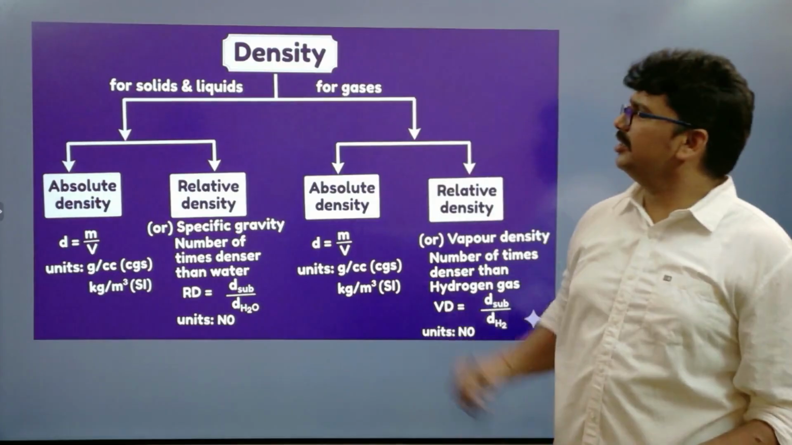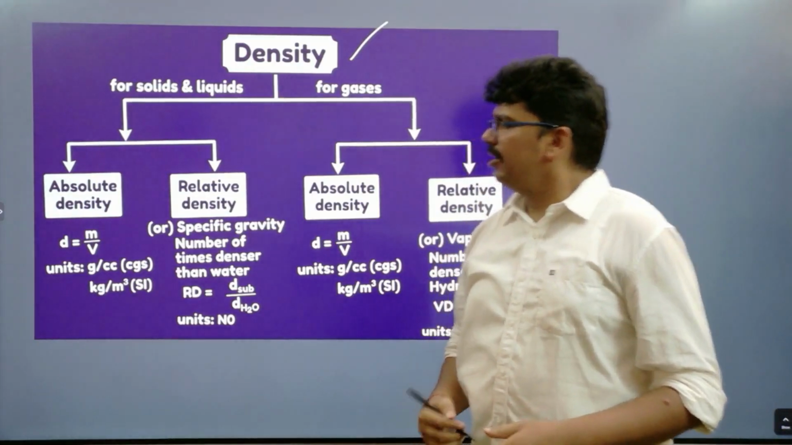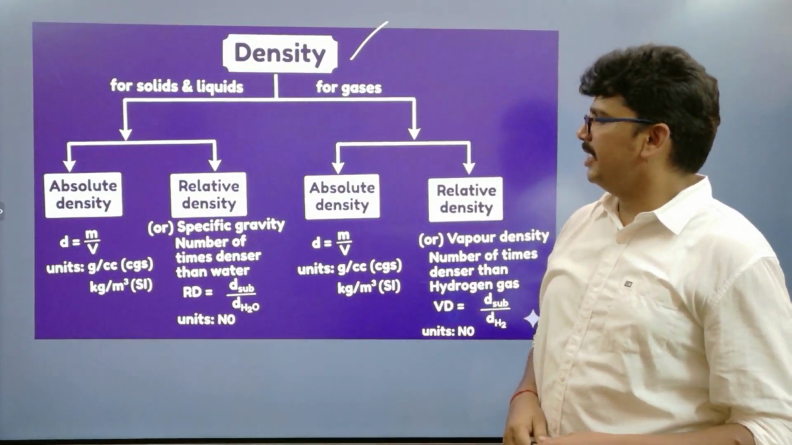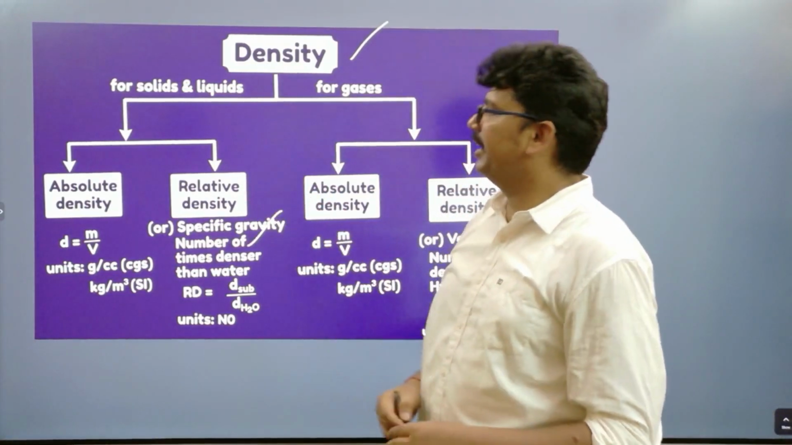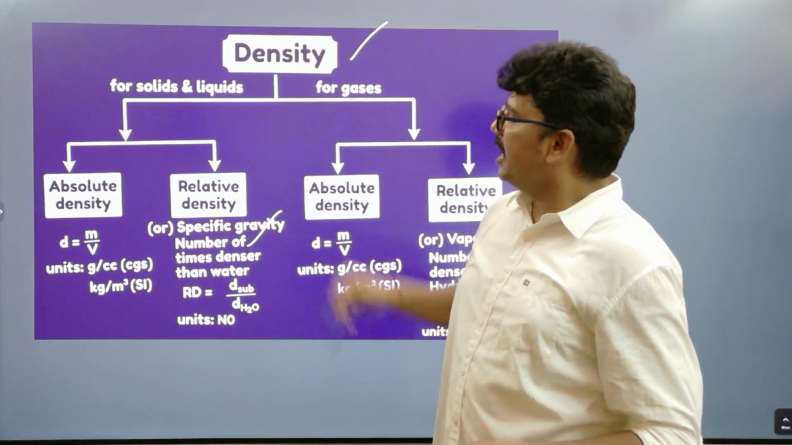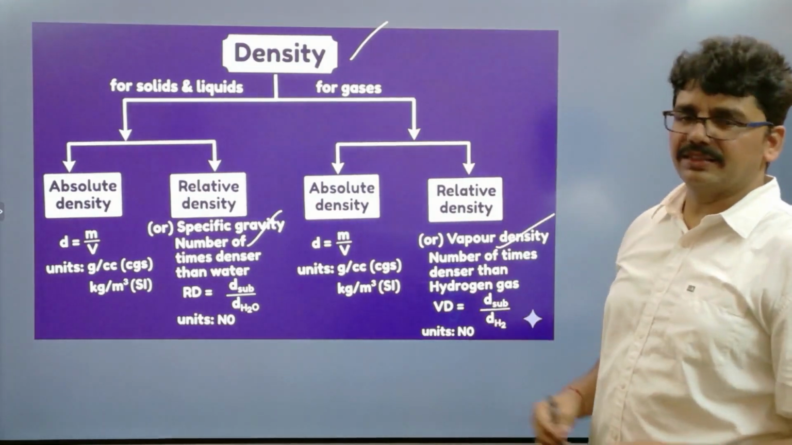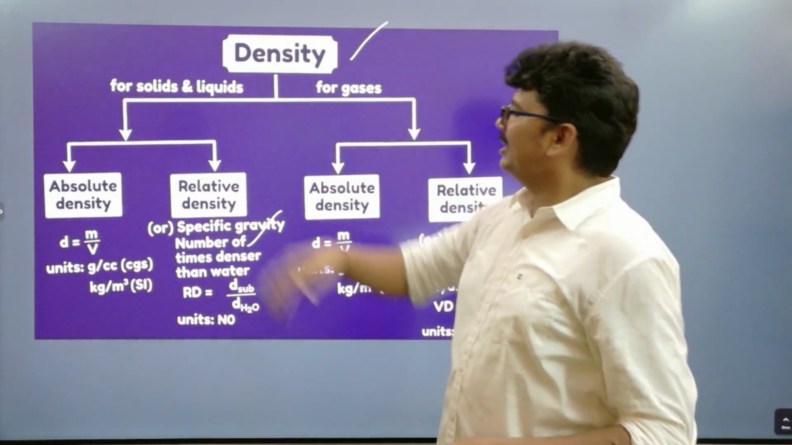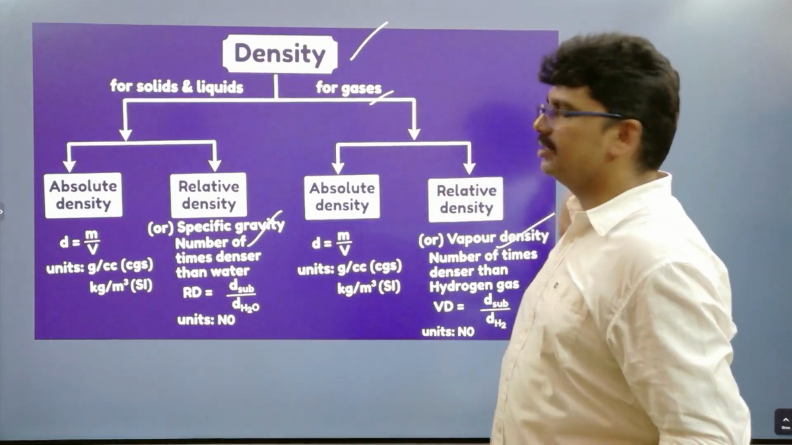Now, coming to another important part, density. So we have absolute density, relative density, right? For solids and liquids, relative density is called specific gravity. For gases, relative density is called vapor density. So now here I have divided the density into two parts. Separate study and separate classification. Solids and liquids, one classification, and gases, another classification.